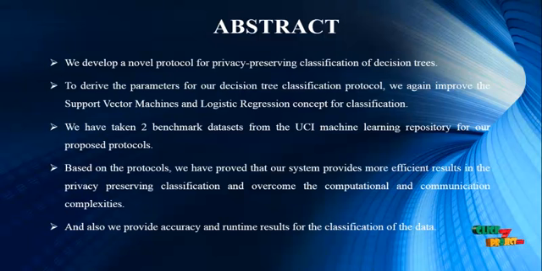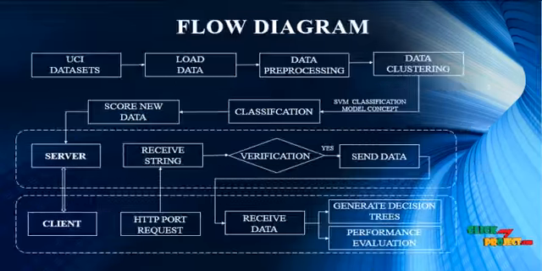To derive the parameters for our decision tree classification protocol, we again improve the support vector machines and logistic regression concept for classification. We have taken two benchmark datasets from the UCI machine learning repository for our proposed protocols. Based on the protocols, we have proved that our system provides more efficient results in the privacy preserving classification and overcomes the computational and communication complexities. And also we provide accuracy and runtime results for the classification of the data.